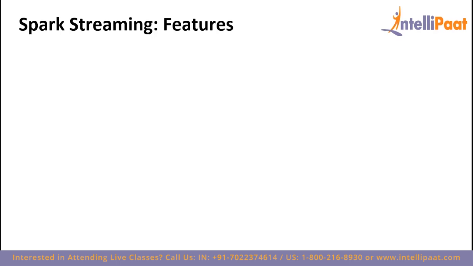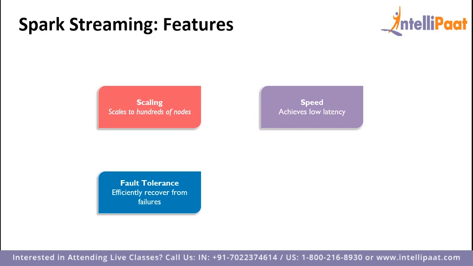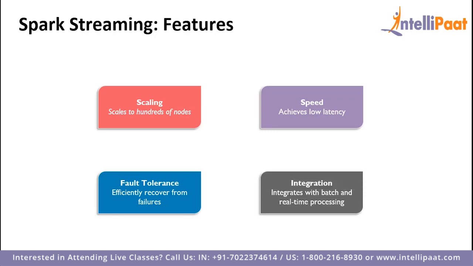So now that you understand what exactly Spark Streaming is, let's have a look at some of the features of Spark Streaming. Spark Streaming is scalable. Let's say you start processing with a single node, but then with the increase of data, you can add more nodes as and when required. Spark Streaming is also very fast and helps in achieving low latency. Another feature of Spark Streaming is that it provides fault tolerance. That is, if there is any failure or error during the streaming process, it can be handled without any loss of data. Spark Streaming can be easily integrated with both batch processing and real-time processing.